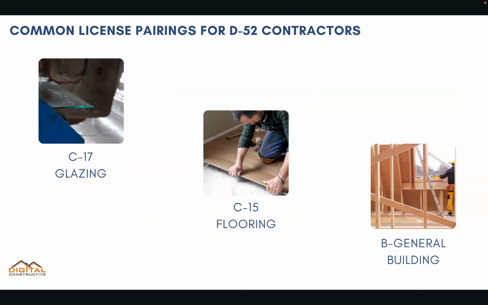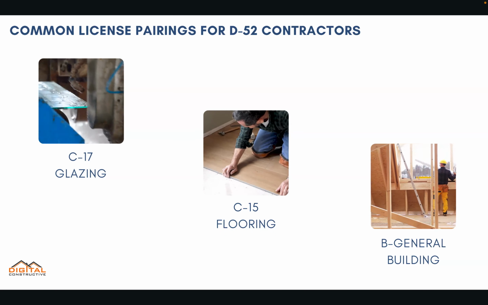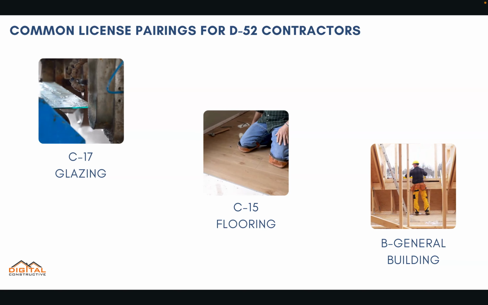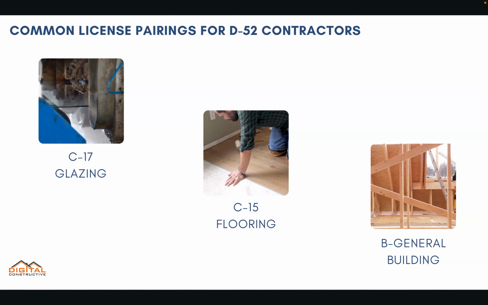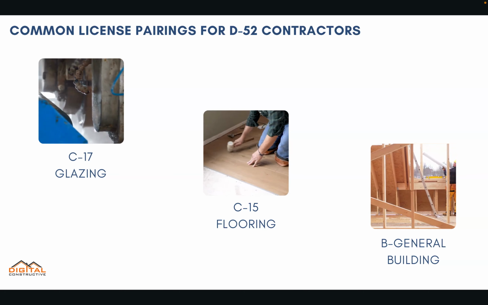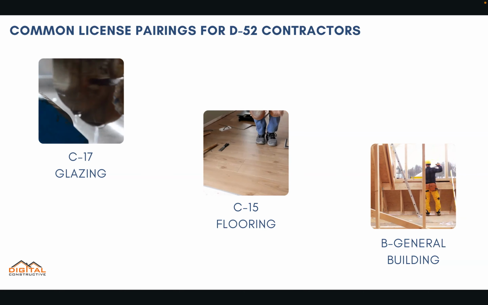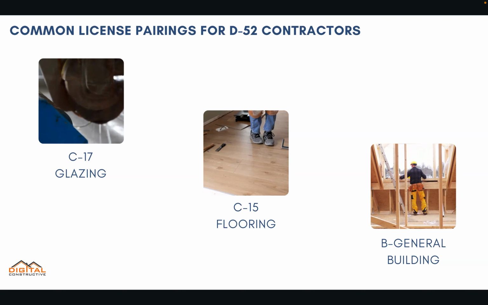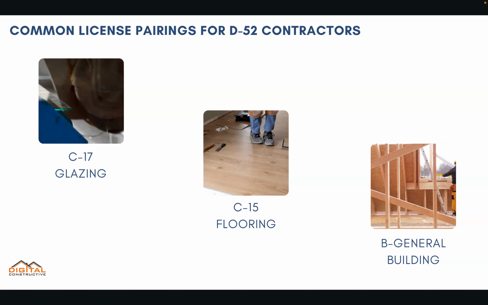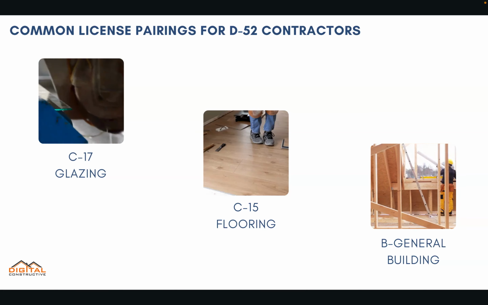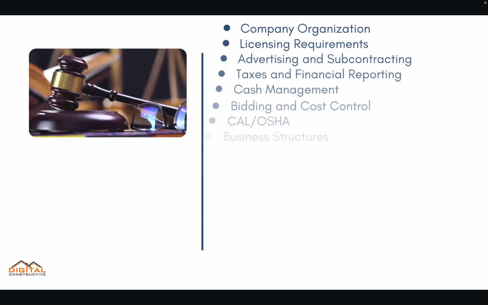Now, in the state of California, contractors can hold multiple license classifications. The most common classifications that are held in addition to the D-52 license are the C17 glazing, the C15 flooring, and the GB general building. Now, you have to have the experience in that particular field to get an additional license, but we've got a ton of information about holding multiple contractor licenses on our website.